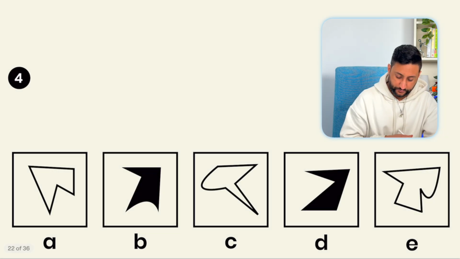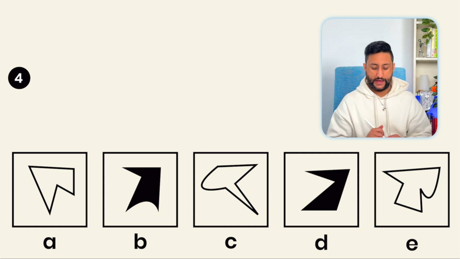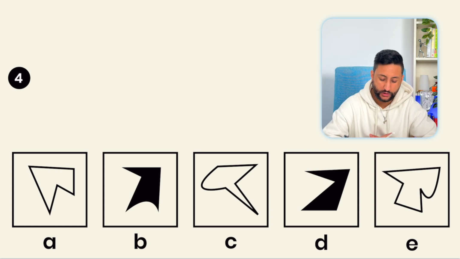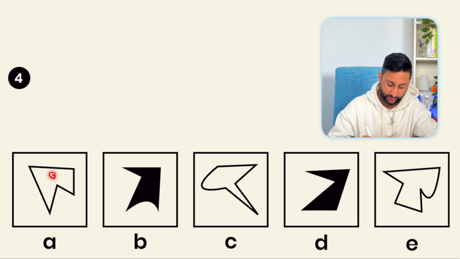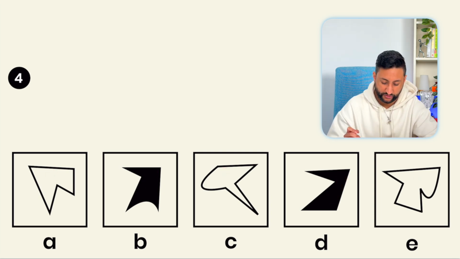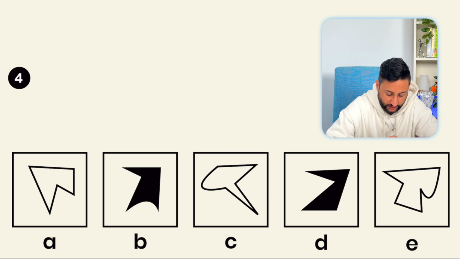Question 4. Okay. 5 completely abstract shapes. We know that it's not to do with the fill because there's 3 and 2. So 3 white ones and 2 black ones. So it's not to do with the fill. I guess we just see the number of sides.